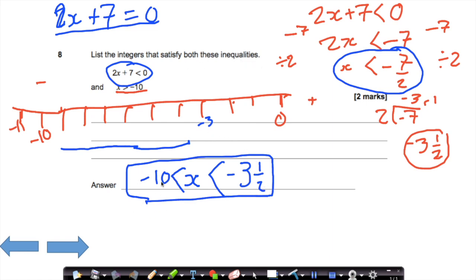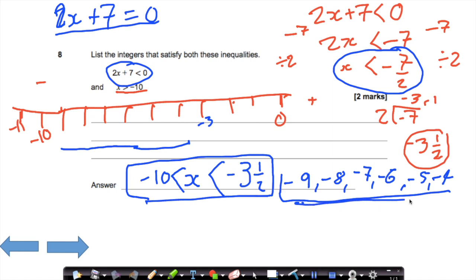It's got to be, therefore, minus 9, minus 8, minus 7, minus 6, minus 5, and minus 4. This is the list of integers that satisfy both of these inequalities. The inequality would be this, but the integers that satisfy both of these inequalities are the whole numbers. Remember, integers means whole numbers. So this is the list of whole numbers that are satisfied by this inequality here.